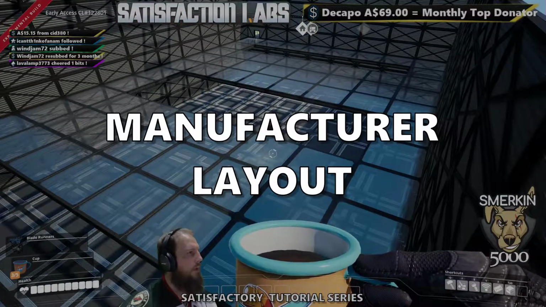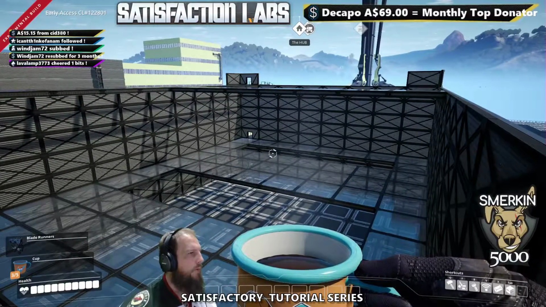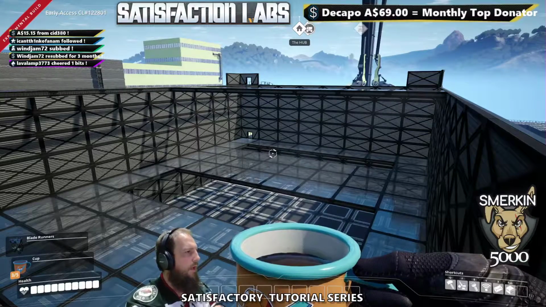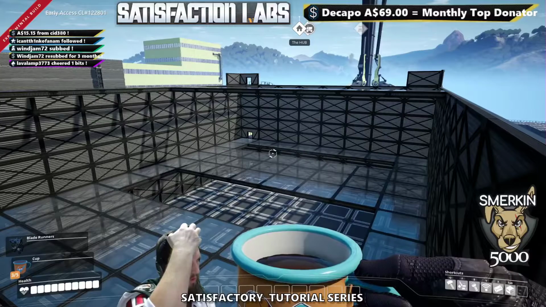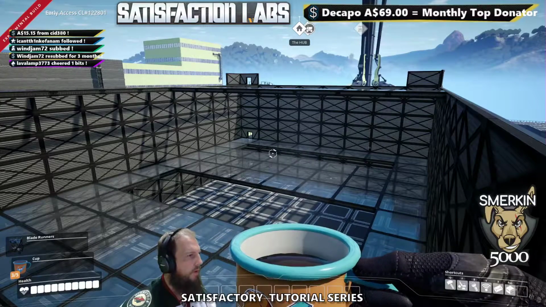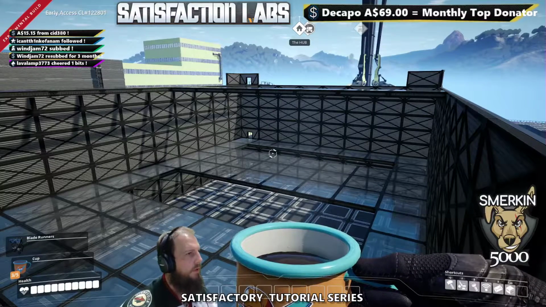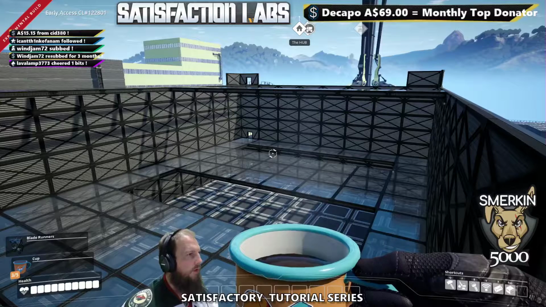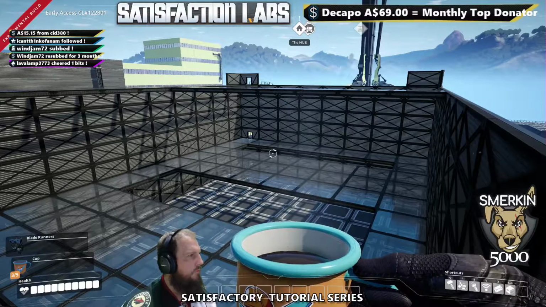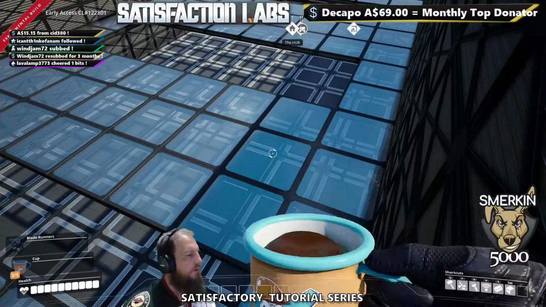Okay, well, I'm here now. I've set up a room ready for manufacturers. I have a particular layout that I follow, very similar to the way I did the foundries, where I had a conveyor belt level and a machine level. I'm doing the same here with the manufacturers. This is a room that's 8 by 12 in size. When I talk about 8 by 12, I mean foundations.